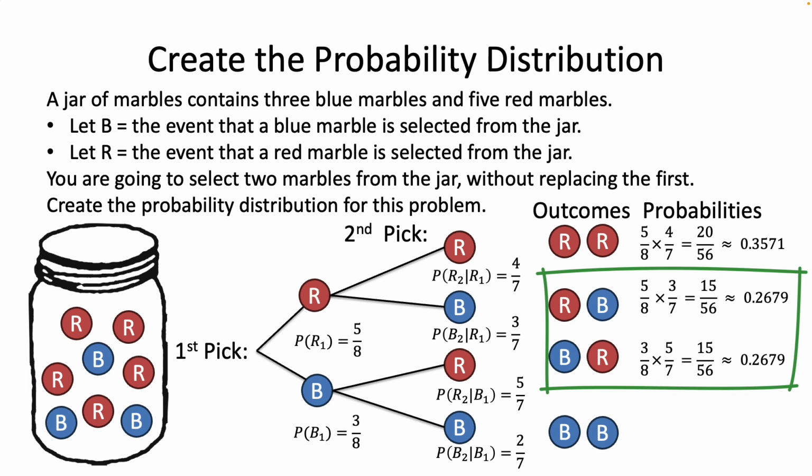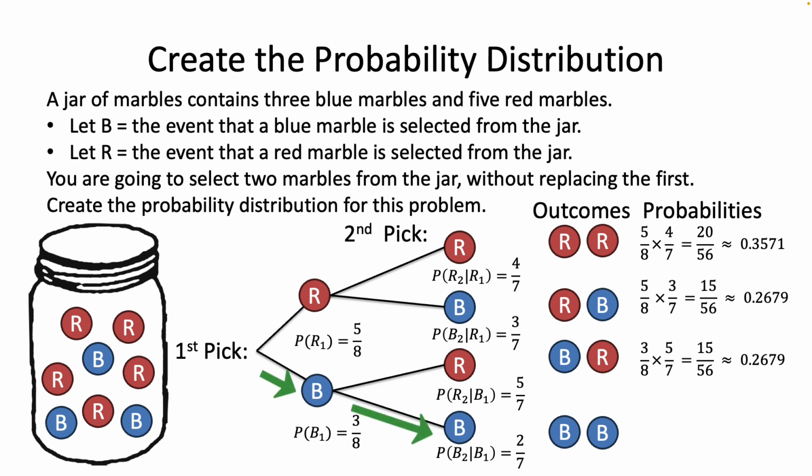So they are considered 2 different outcomes in the probability distribution. And finally, let's find the probability we get blue and then blue by taking the probability the first one is blue, 3/8, and multiplying it by the probability the second one is blue, which is 2/7. That would give us 5 out of 56, or 0.1071.